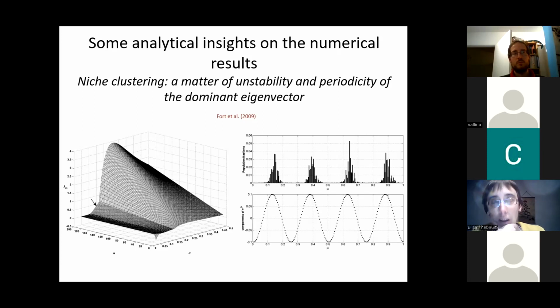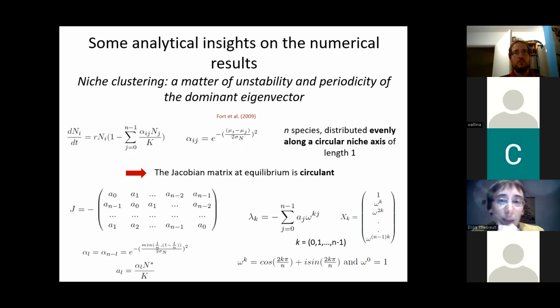So this mathematically, in fact, can be directly related to the particular assumptions that have been made in these Lotka-Volterra systems, where if you organized the species evenly on a circular niche axis, basically the Jacobian matrix at equilibrium values, when all species have positive equilibrium densities, in fact, this Jacobian matrix has a really particular structure.